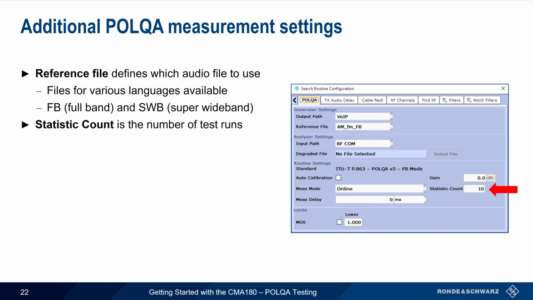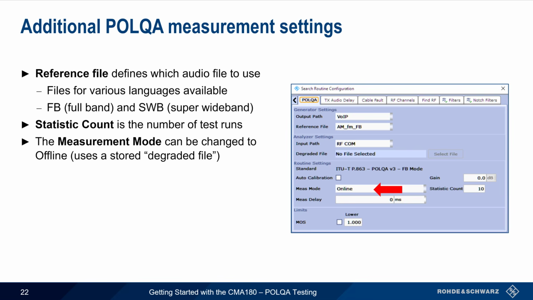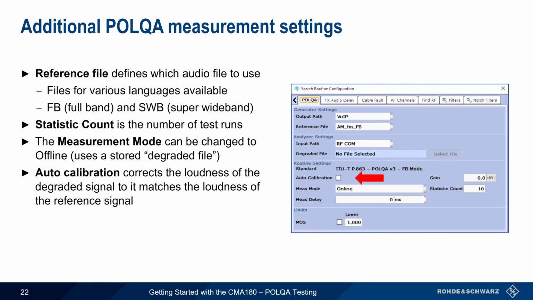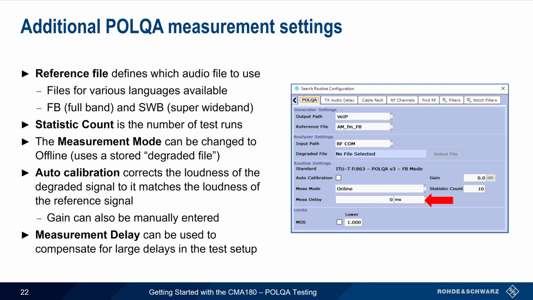Although this presentation shows how to run live or online measurements, measurements can also be made in offline mode by selecting a recorded file containing the degraded audio. The auto calibration checkbox causes the CMA to automatically correct the loudness of the degraded file so that it matches the loudness of the reference signal. This can also be manually adjusted using the gain parameter. And finally, it's possible to specify a measurement delay that can be used to compensate for large delays in the test setup. Note that in most cases, all of these values can be left at their default settings.